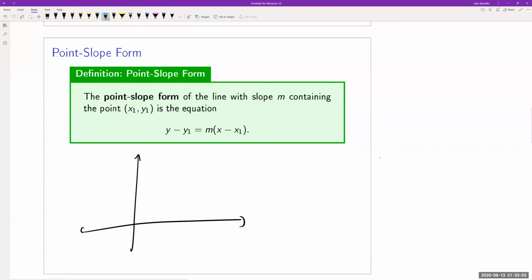In this case, I've got a line where x1, y1 is any point on the line, and we will calculate m as the slope by using the slope formula. This equation is very nice because it gives us everything we need to graph it, and it's also often very easy to see this information from a graph. The slope you can count, and a point, it's very easy to find a point.